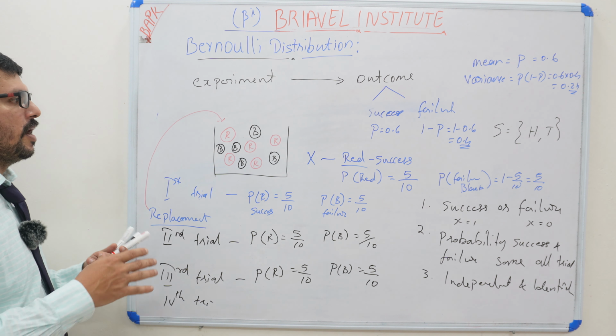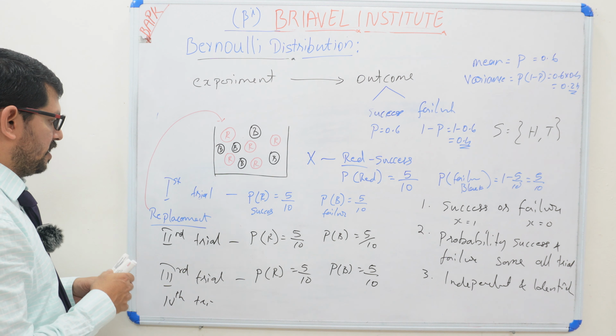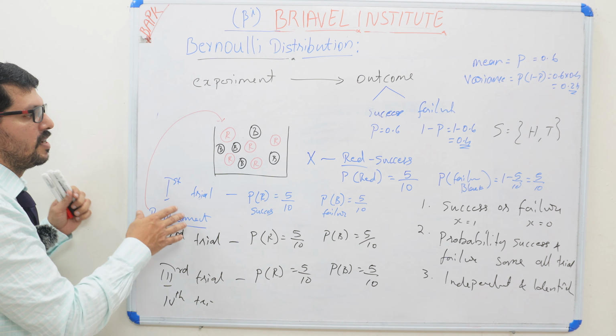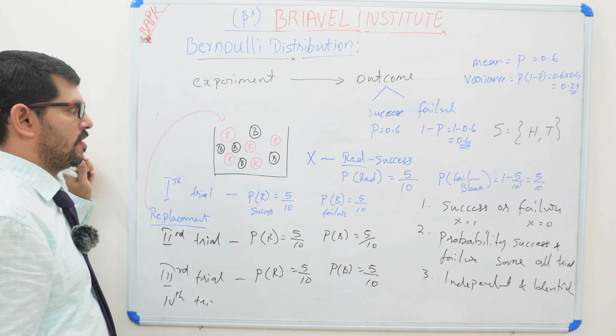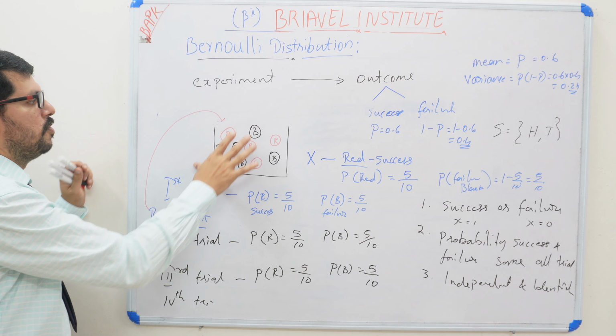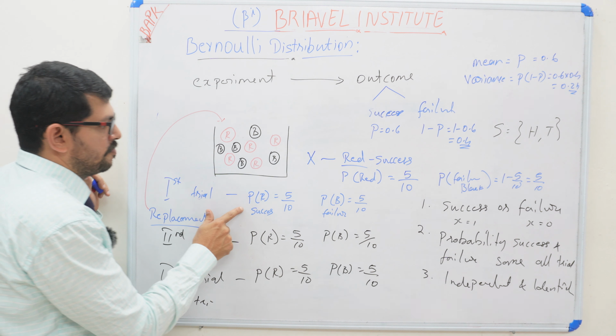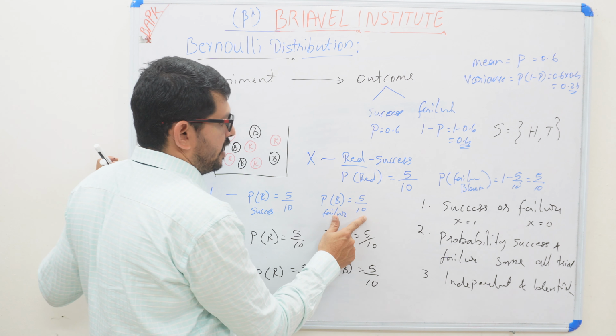And how can you check whether it is a Bernoulli's trial or not? We can check with another example to understand whether it is a Bernoulli's trial or not. I am taking the same basket. I have 5 red balls and 5 black balls. In the first trial, what is my probability? 5 by 10 for red and 5 by 10 for black balls.